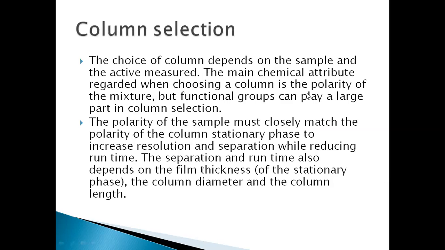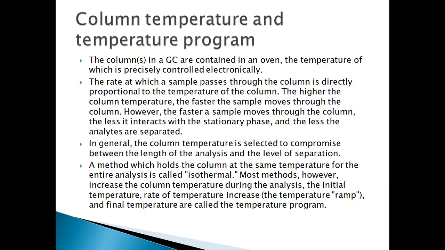Column selection. The choice of column depends on the sample and the active measure. The main chemical attribute required when choosing a column is the polarity of the mixture, but functional groups can play a large part in column selection. The polarity of the sample must closely match the polarity of the column stationary phase to increase resolution and separation while reducing runtime. Column temperature and temperature program.